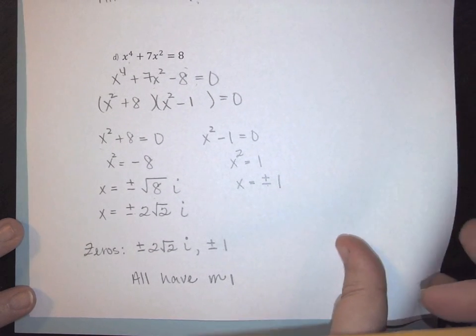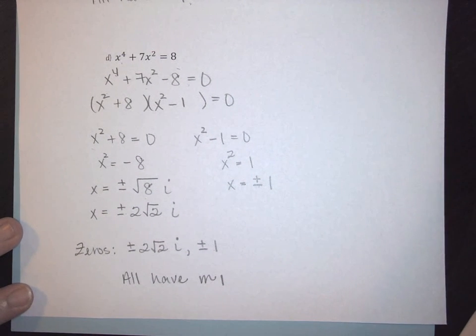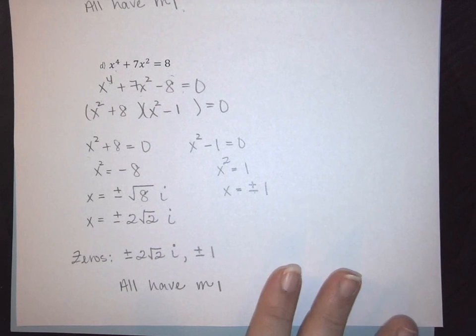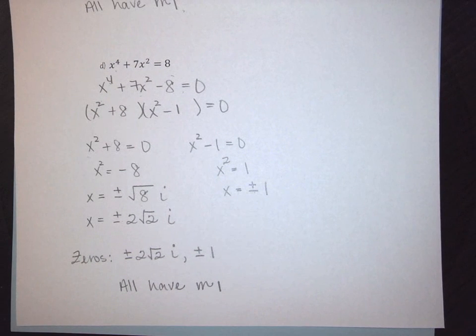So that's everything that you need to know about higher degree polynomials, solving for their zeros, and stating their multiplicities. Remember, multiplicity simply means how many times that zero actually occurs in your polynomial.